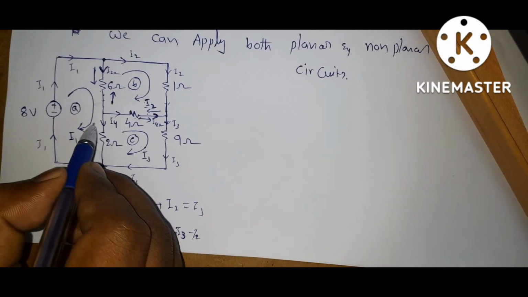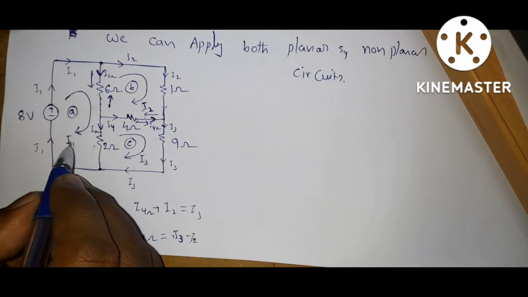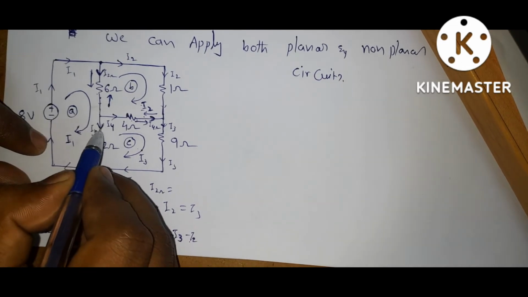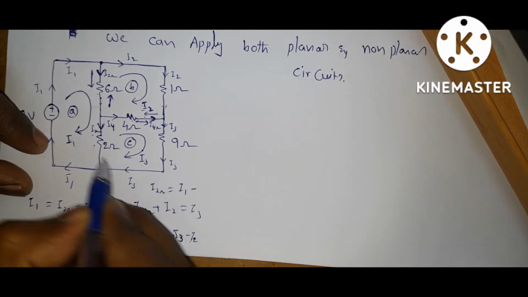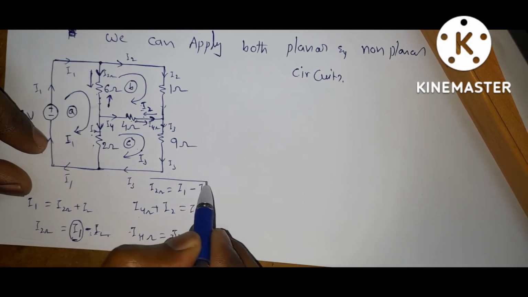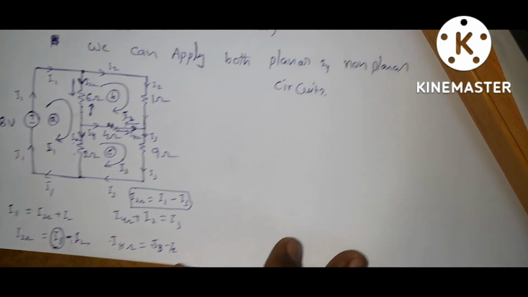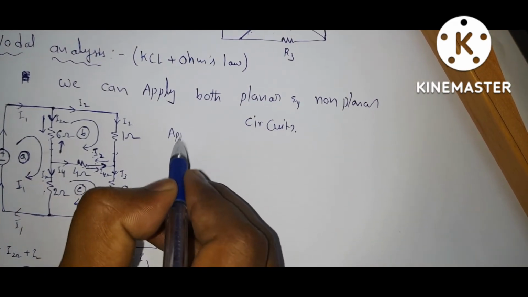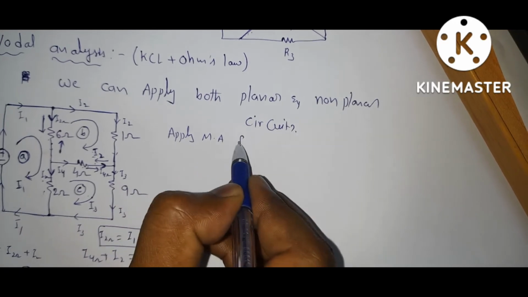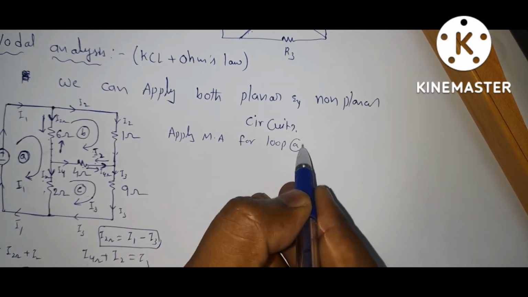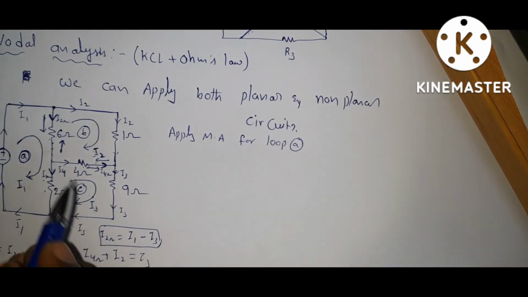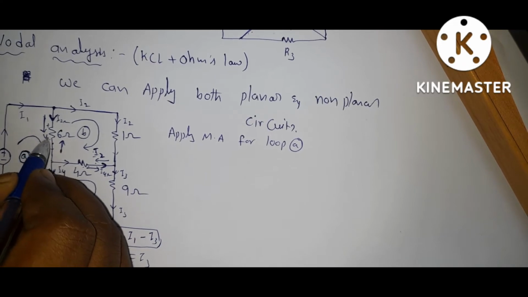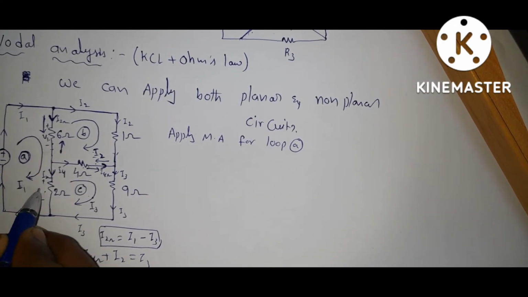Similarly, let it be I 2 ohm. So from this, what is I 2 ohm? We can say directly I 2 ohm is equal to the same direction current I1 minus the opposite direction current I3. Now, apply mesh analysis for loop A. Here current is entering here, so it is plus V1. Here also current is entering, plus V2.